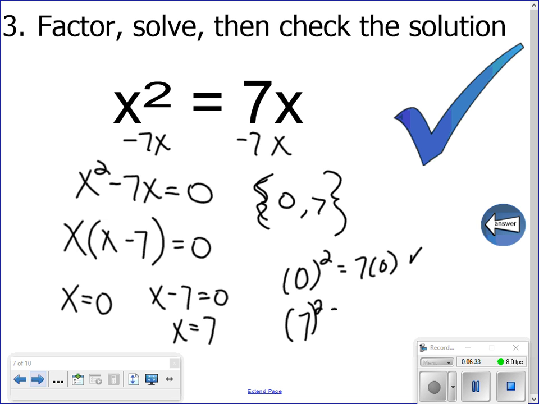Do the same thing with 7. So 7 squared and 7 times 7. And we know that 7 times 7 is 49. 7 squared is 49. So we know that that one is also correct. Okay.